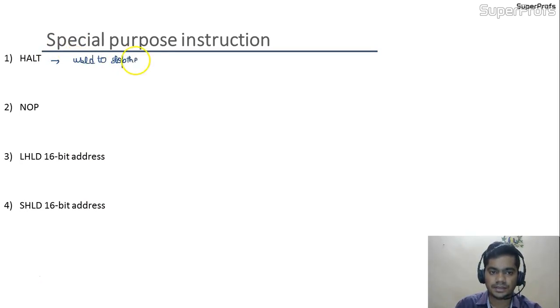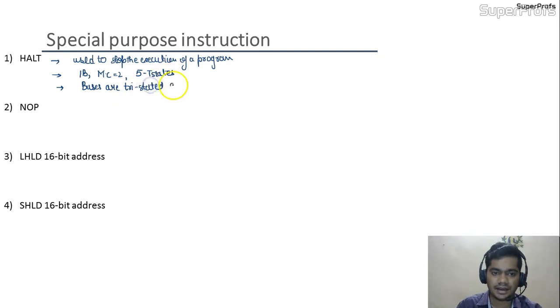stop the execution of a program. The number of bytes required is 1, and there would be two machine cycles with 5 T states. And one more point is that buses are tri-stated after halt. These are the important points regarding the halt operation.